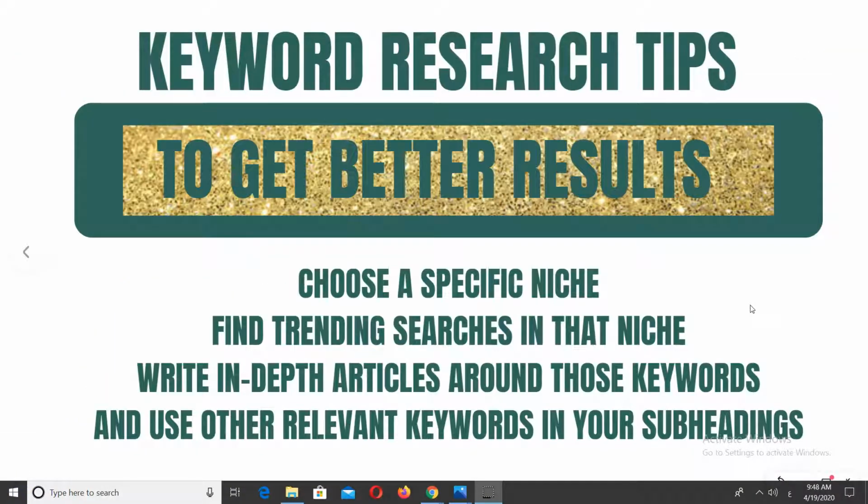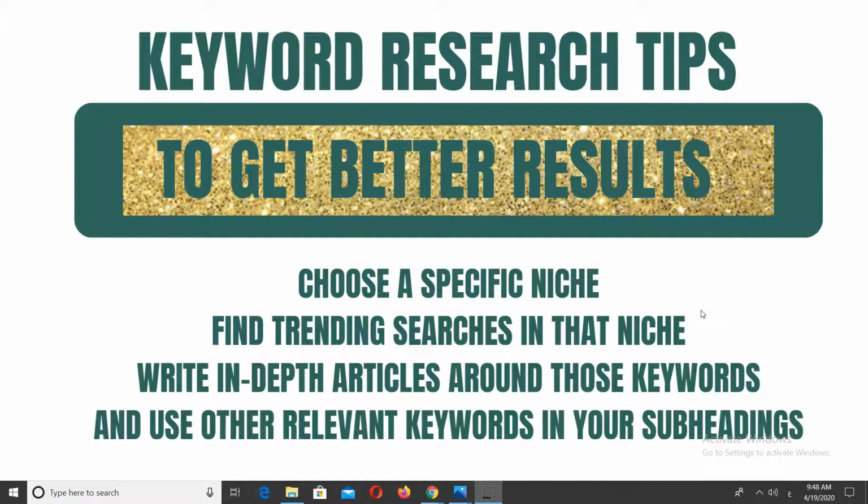So finally, guys, here are some keyword research tips to help you get better results. Step 1 is to choose a specific niche to create your blog around. Do not try to target so many niches on one single blog because right now on Google it's all about niching down. If you have one blog that covers everything in a specific niche, you are going to become an authority in that particular niche and you are going to be able to rank higher on Google for your specific niche.